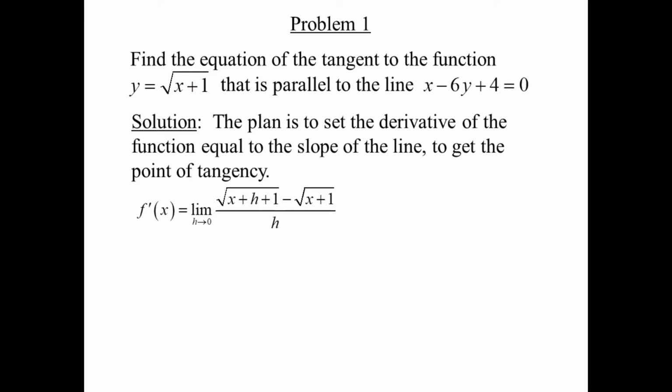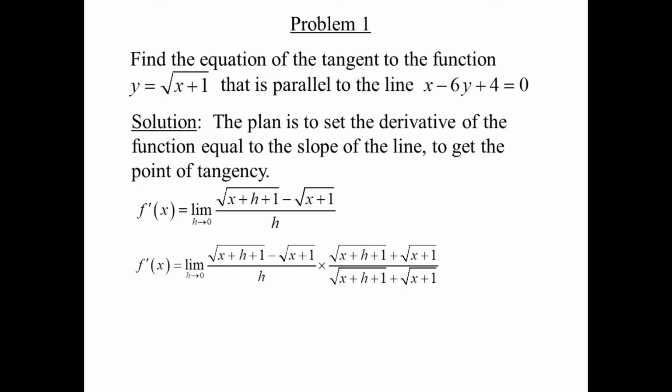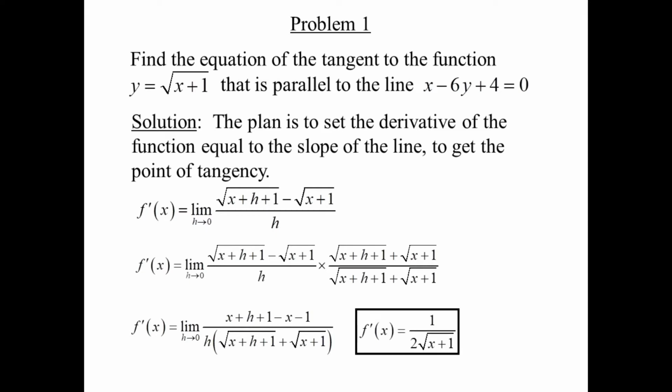f prime of x equals the limit as h approaches 0 of f of x plus h minus f of x over h, which I've shown here. Rationalizing and multiplying it out to a difference of squares, canceling what cancels, and taking the limit all in one step, we have the derivative of the function. Pause the video and observe the details if you need to.